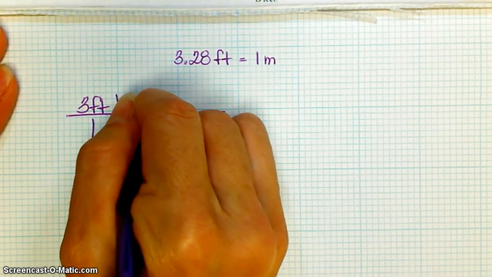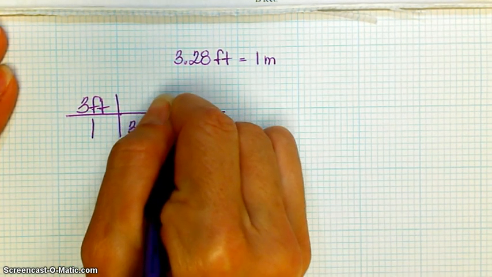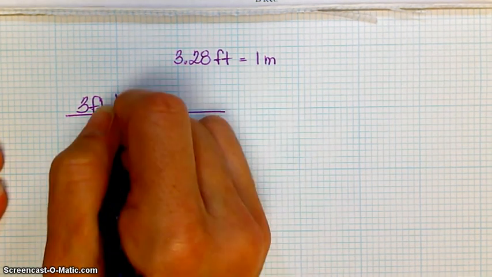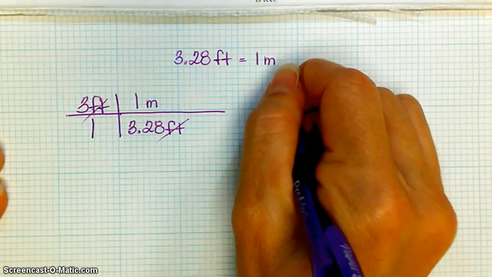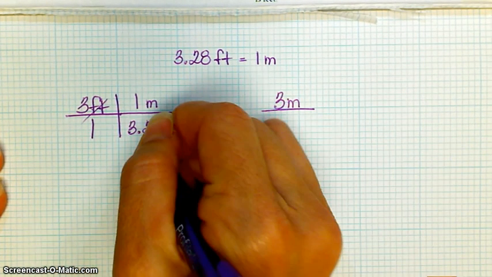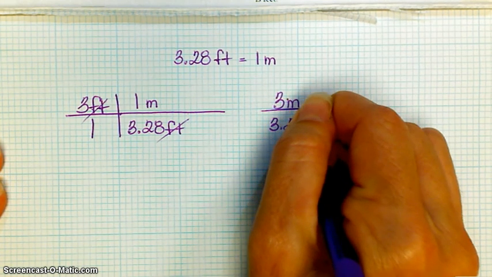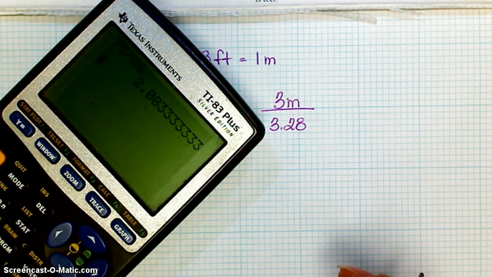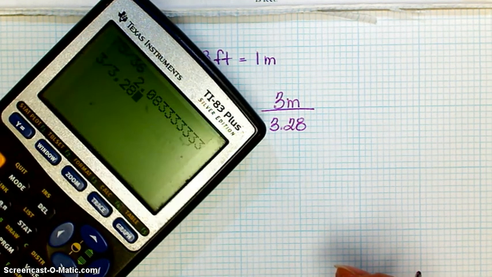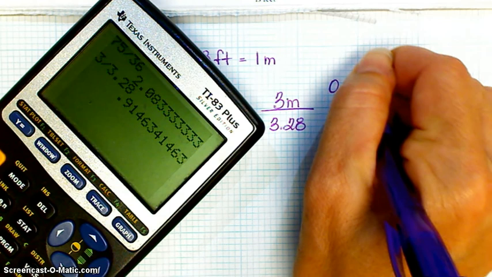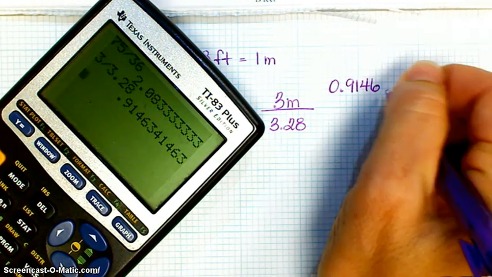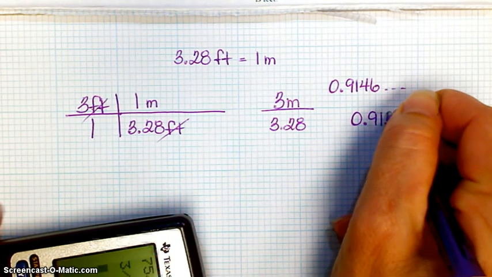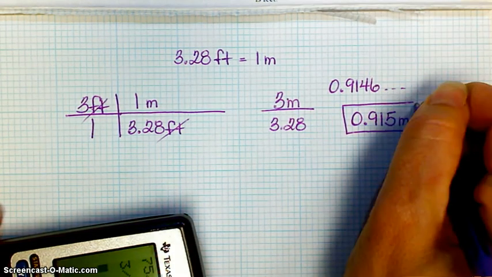So I want the feet part of my conversion factor down at the bottom. That's equivalent to 1 meter. So feet cancel out, and I say 3 times 1 meter. So I have 3 meters on top. 1 times 3.28, 3.28 on the bottom. And again, just so we can do this quickly, 3 divided by 3.28, and you get 0.9146, and so on. And we'll just call it 0.915 meters. Okay.